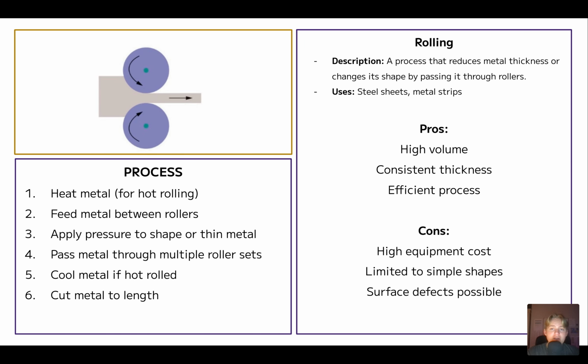Next, we're going to look at rolling, which is a process that reduces the thickness of a metal and changes its shape by passing it through rollers, similar to calendaring.